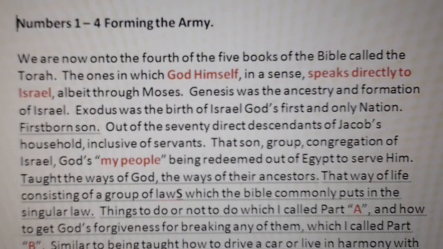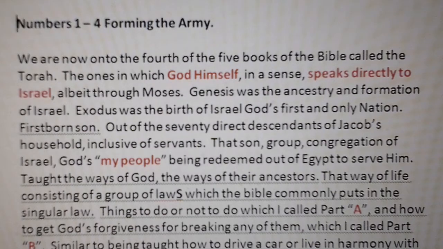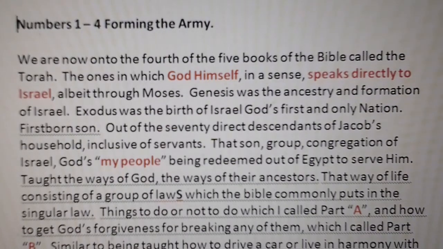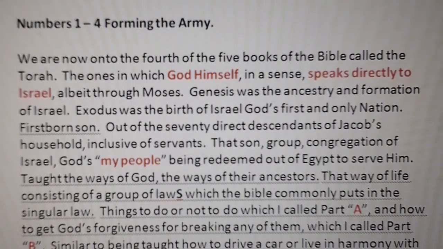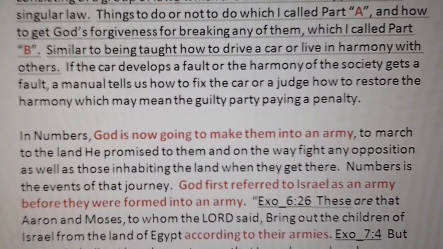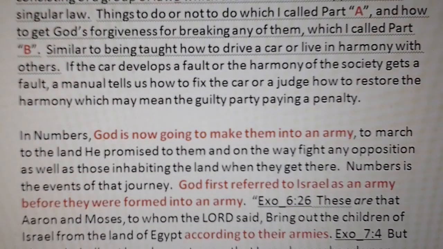He taught them the ways of God, the ways of their ancestors. Remember, Abraham kept God's laws, commands, and statutes, and so on. That way of life consisted of a group of laws, plural, which the Bible commonly puts in the singular, law, especially in the New Testament. Things to do or not to do, which I called part A for basic understanding, and then how to get God's forgiveness for breaking any of those part A, which I called part B. That was the tabernacle system, which he set up from Exodus chapters 25 to 31, 32, or so on.